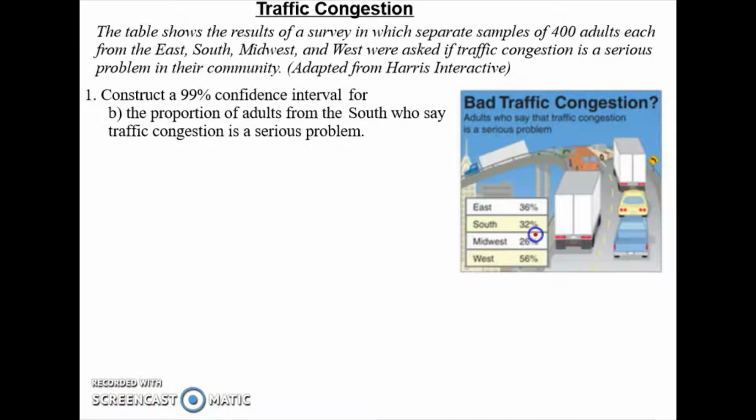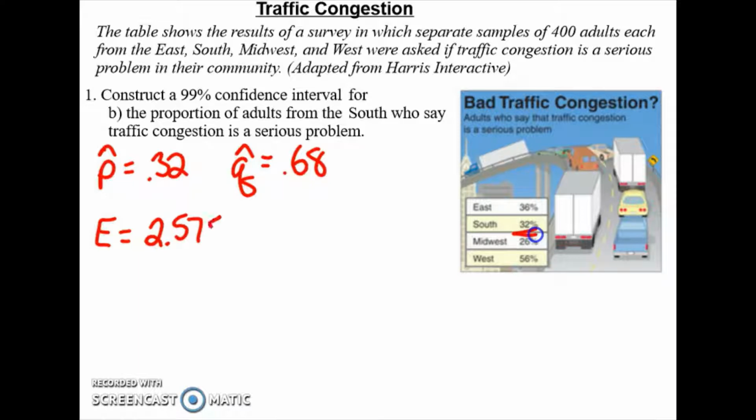Again, here we know the South is 32%, so our p hat here is 32/100ths. Our q hat would have to be 68/100ths because we need to add up to 1. Our error we know would be, again, the 2 and 575 thousandths times the square root of p hat times q hat all over, sample size is still 400, and this would give me about 6/100ths.